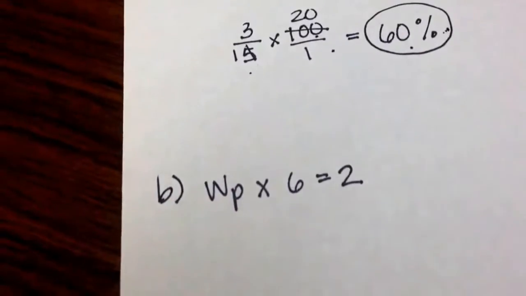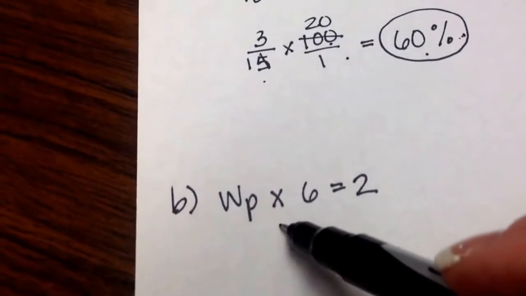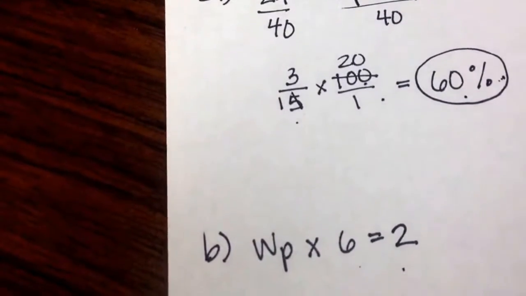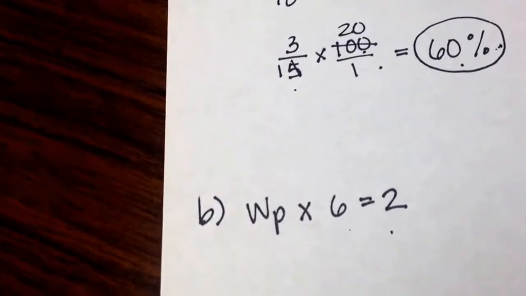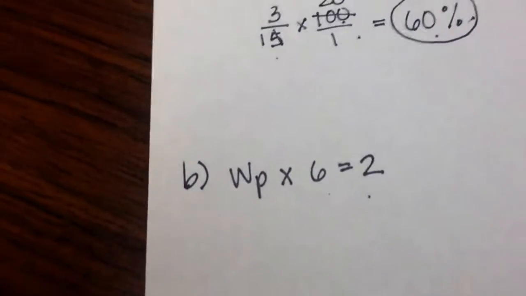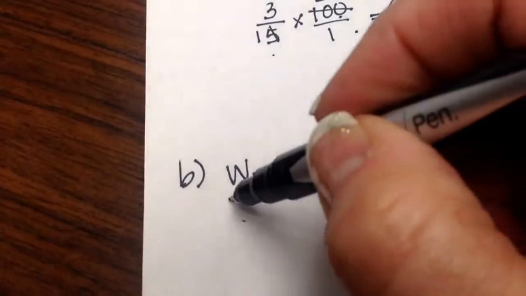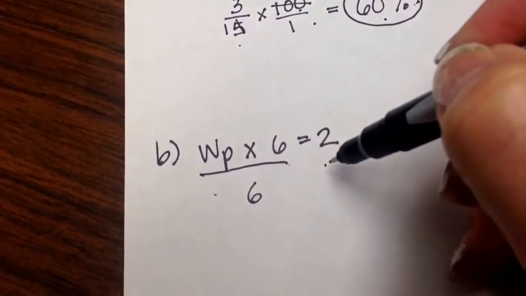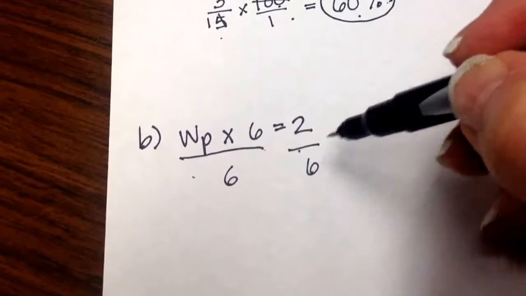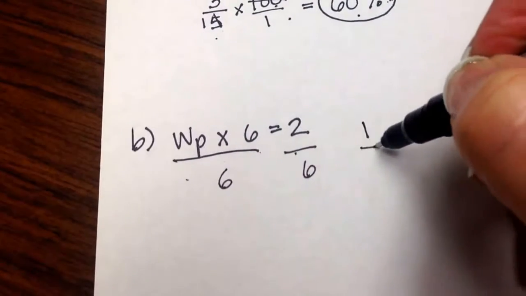Now let's do another one. What percent of 6 is 2? What do I have to do? You know it. I have to what? Divide by 6, because I multiplied. So I'm going to do the whole thing. Divide by 6. Can I reduce that? Yes, I can. 1 what?